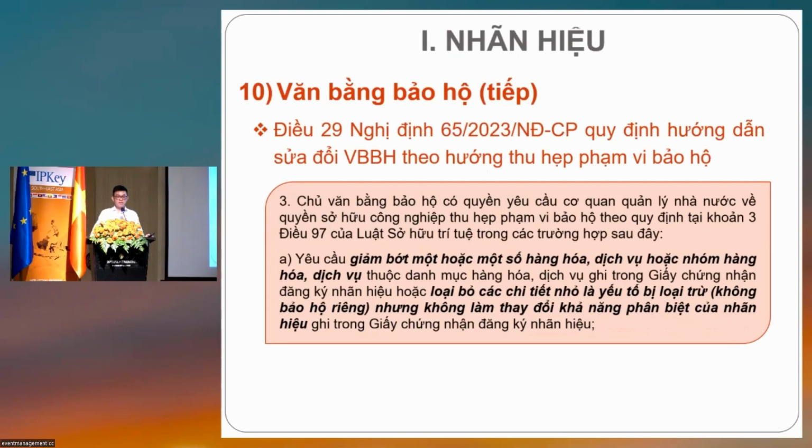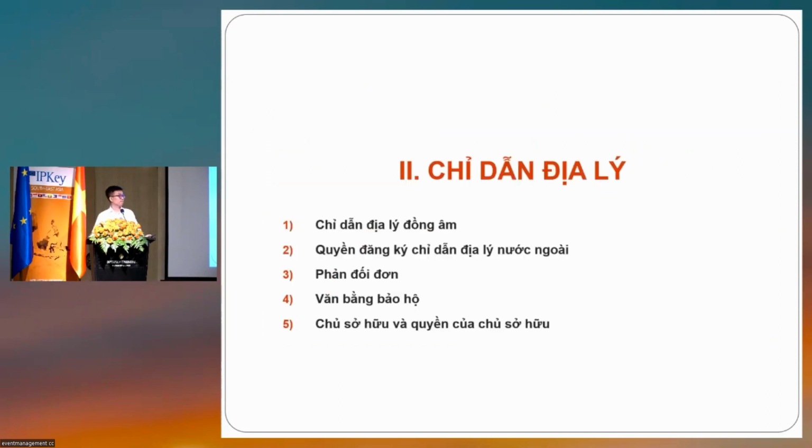The last point regarding the trademark protection certificates is regulated in Decree 65, recently issued. It is about narrowing the scope of protection, where the protection owner can minimize the scope. First, you reduce some goods and services or groups of goods and services. Second, it is about the trademark sample: you remove small details and also factors that are not protected separately and that have been recognized in the trademark registration.